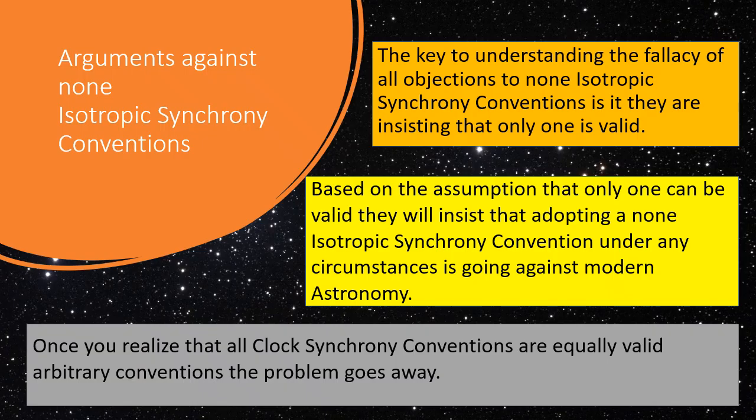The key to understanding the fallacy of all objections to non-isotropic synchrony conventions is that they are insisting that only one is valid. Based on the assumption that only one can be valid, they will insist that adopting a non-isotropic synchrony convention, under any circumstances, is going against modern astronomy. Once you realize that all clock synchrony conventions are equally valid, arbitrary conventions, the problem goes away.